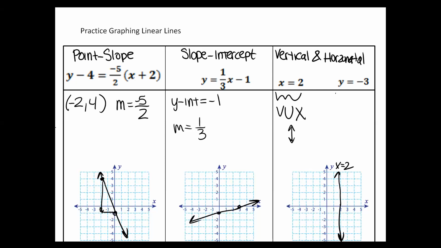The other one that we have here is our HOI equation. Horizontal lines are going left and right. In this case, y is equal to negative 3 tells me I'm going to go down to negative 3 and draw a line that's going to be across that value, negative 3.